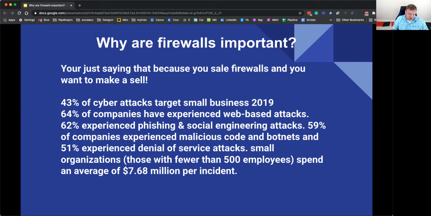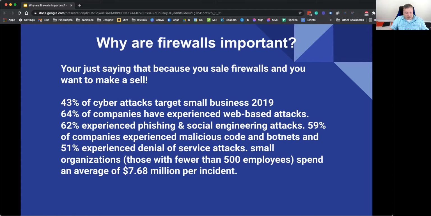51% of businesses have experienced a denial of service attack. What does a denial of service attack mean? That means your server or your internet is getting so much traffic that it actually shuts down and says something's going on. We're shutting down because we're overwhelmed. All right. Well, those attacks happen to organizations that have fewer than 500 employees. So keep that in mind. And that costs on average $7.68 million per incident. So you're losing $7.68 million in revenue every time this happens.